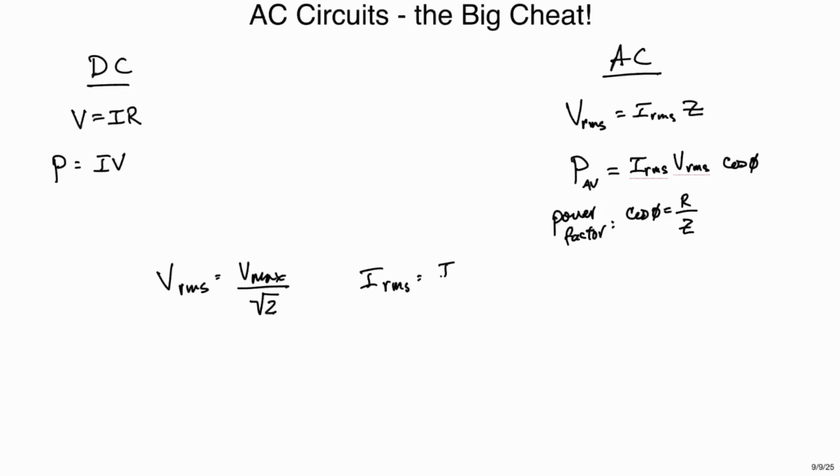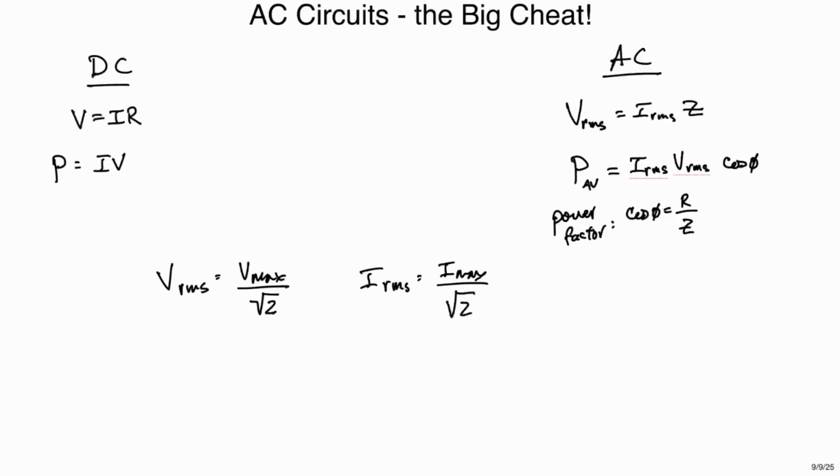RMS current is equal to maximum current divided by the square root of 2. So what does this mean? In AC circuits, like the wall outlets right here, the ones in the tables, by standard they're supposed to be operating at 120 volts, anywhere between 110 to 120 volts.